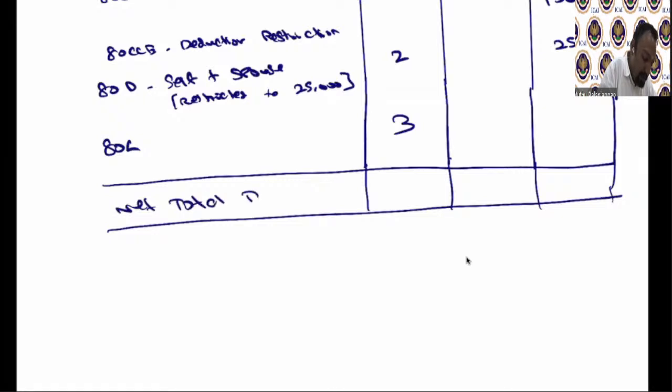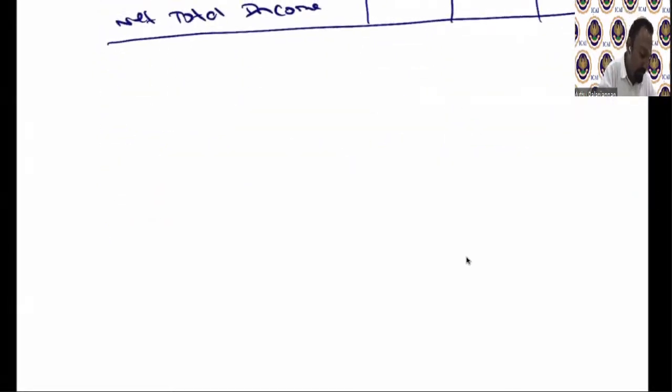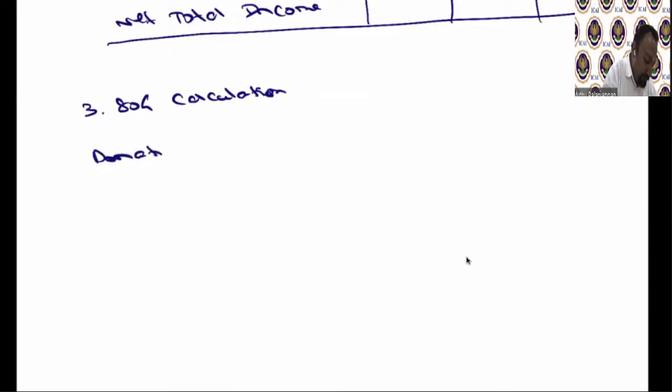You calculate net total income. So now we are coming to the main subject of how you calculate 80G. For 80G, that is note 3. You first take the donation, then you take the category which they fall under, and then you take the amount which they are eligible for. Then the eligible amount.